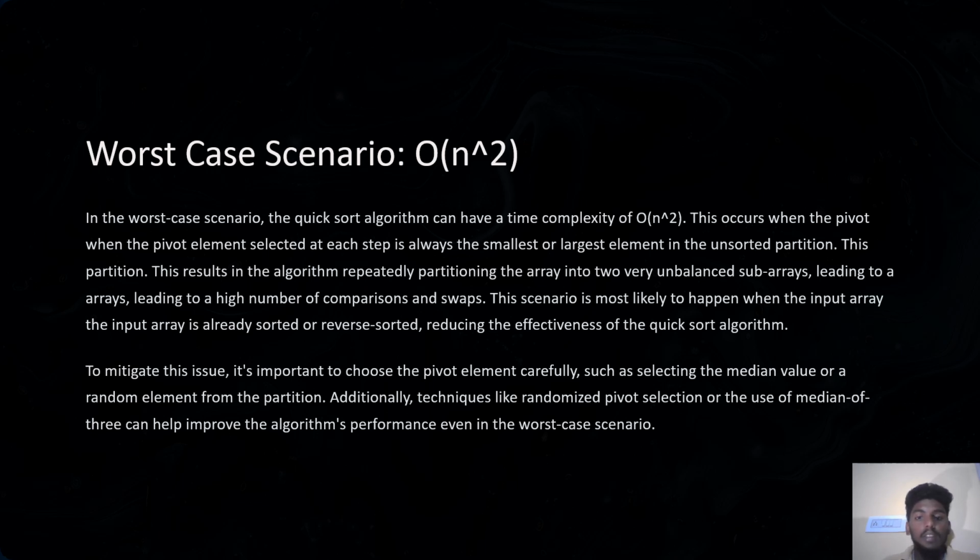To avoid this issue, it's important to choose the pivot element carefully, such as selecting the median value or a random element from the partition. Additionally, techniques like randomized pivot selection or the use of median of 3 can help improve the algorithm's performance even in the worst case scenario.